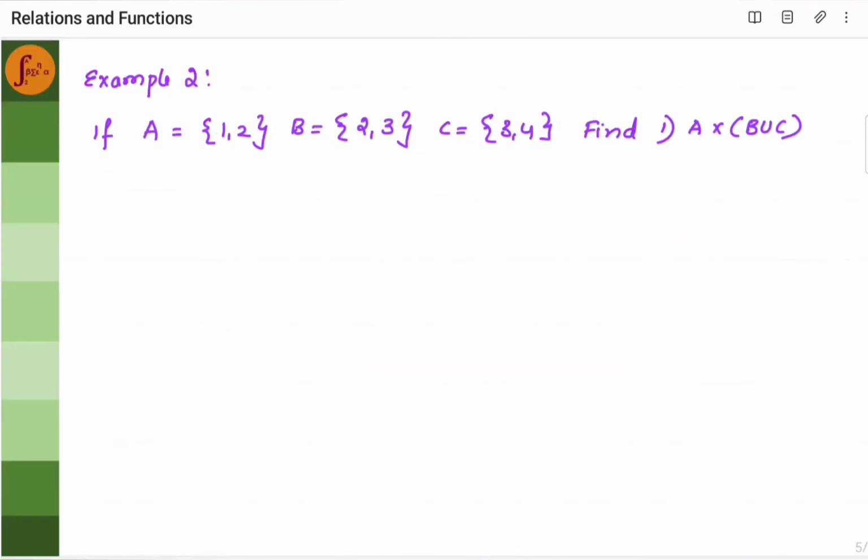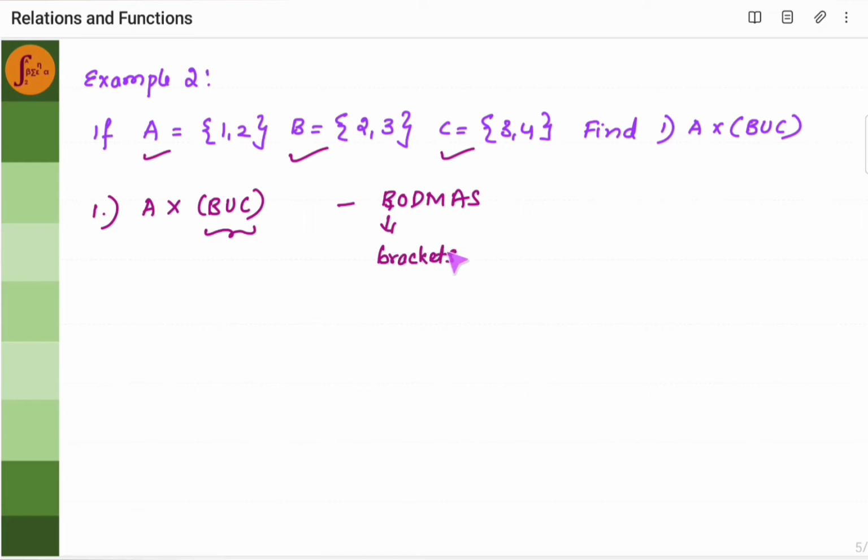Now let's take another example where set A is given, set B is given, set C is given. We'll have to find A cross (B union C). So first we'll have to find out what is there in the brackets. Always, brackets take precedence. Remember the BODMAS rule, right? BODMAS rule is that first it's brackets that take precedence over division, multiplication, addition, subtraction.